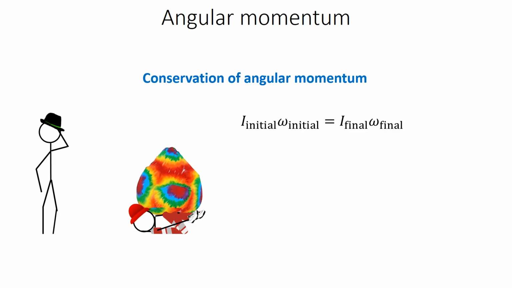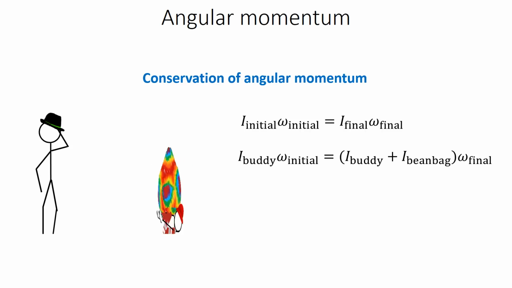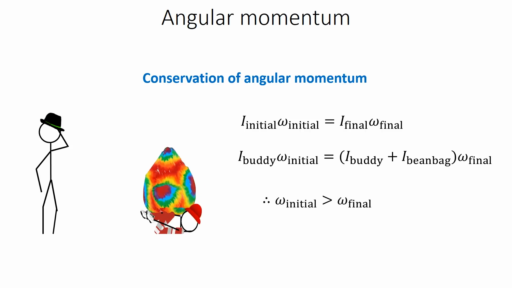If we think of your friend plus the beanbag as a system, we can equate the total angular momentum before to the total angular momentum after. With the extra mass of the beanbag chair, the moment of inertia is going to increase, so you would expect that the final angular speed will decrease.